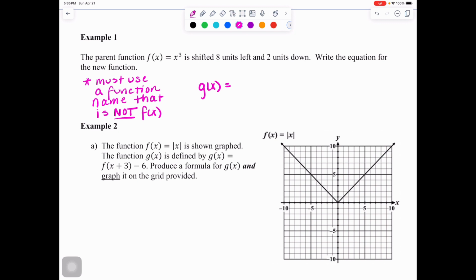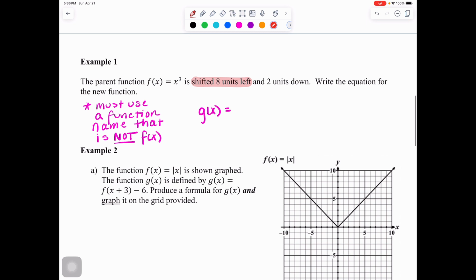So let's go piece by piece here. First, I'm going to look at what happens in the first statement. It says it shifted 8 units left. So from what I remember from my investigation, if anything's going left or right, that's happening on the inside. Then I see they also want me to go 2 units down. From my investigation, I know anything up or down is happening on the outside. So first I want to decide where I'm going to put it. Then I need to think about what sign goes with it.